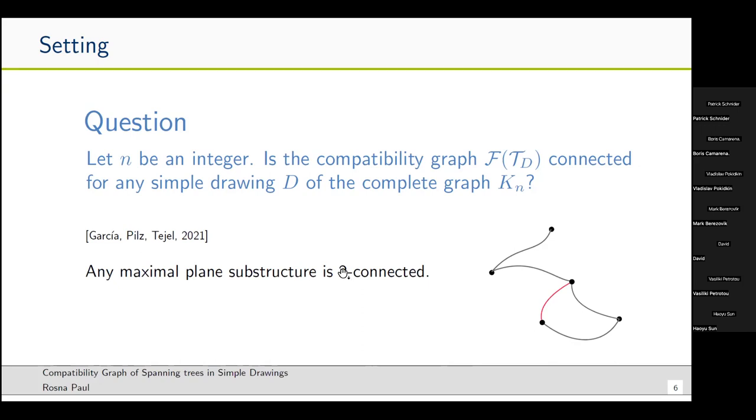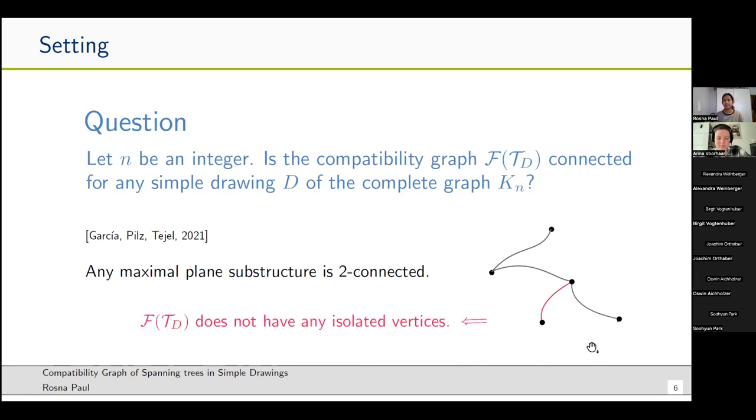Because the maximal plane structure is two-connected. And if you can add such an edge into a tree, then it will create a cycle. Then you can remove any of the already existing cycle edges, which will give you a new tree from the old one. And this implies that if you take any tree, you can always get another tree which is compatible to it. That is, the compatibility graph does not have any isolated vertices.